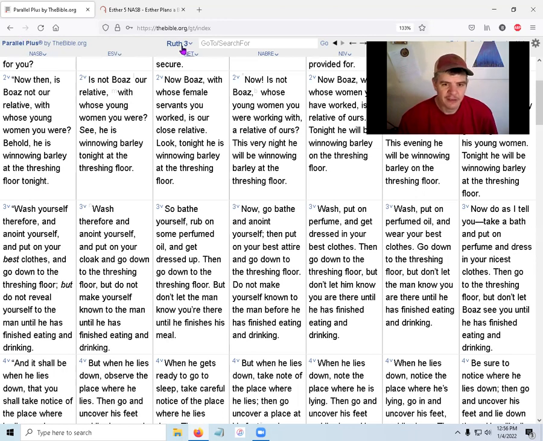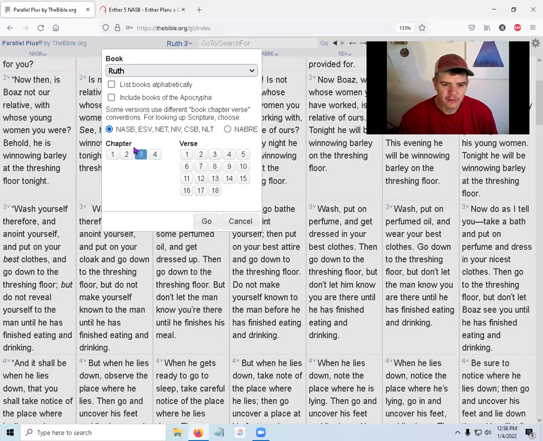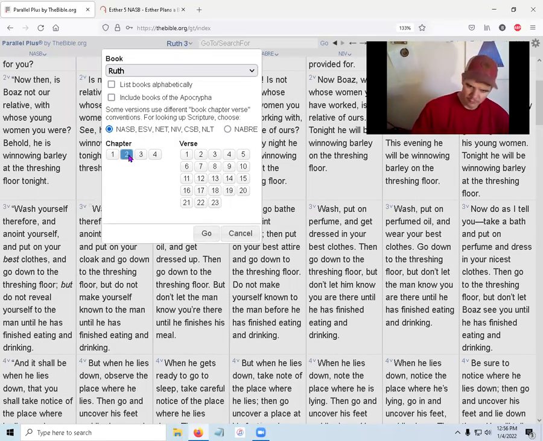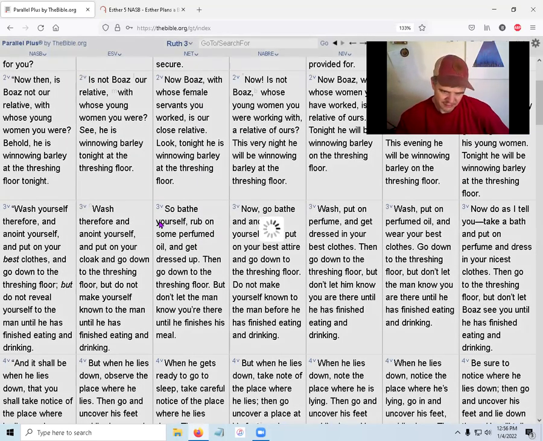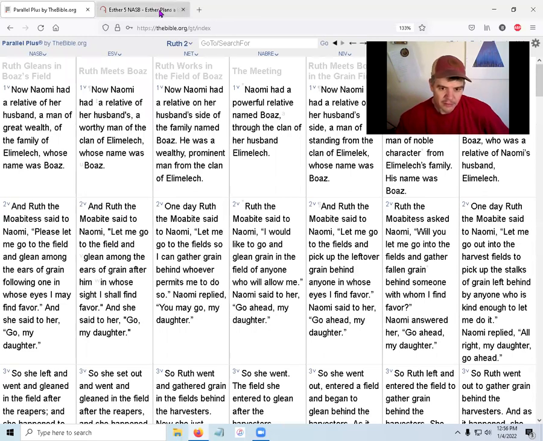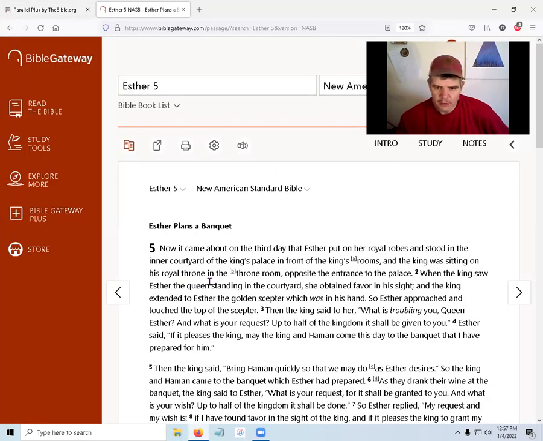And in fact, chapter 2. When the king Ahasuerus saw Esther the queen, now Esther's a Jew, Ahasuerus is a Gentile king, standing in the courtyard, she obtained favor in his sight.